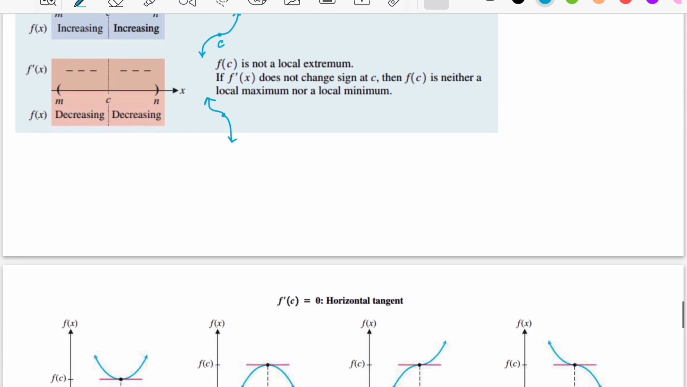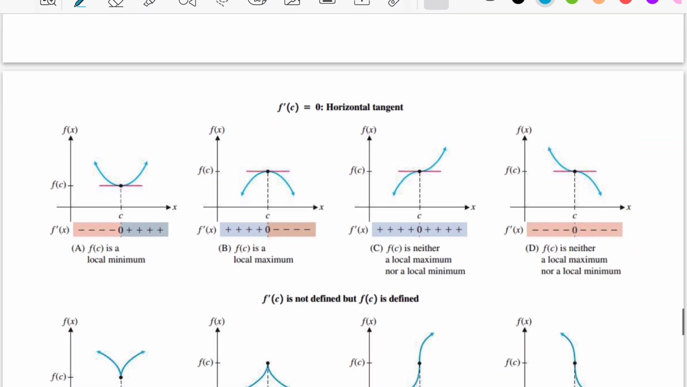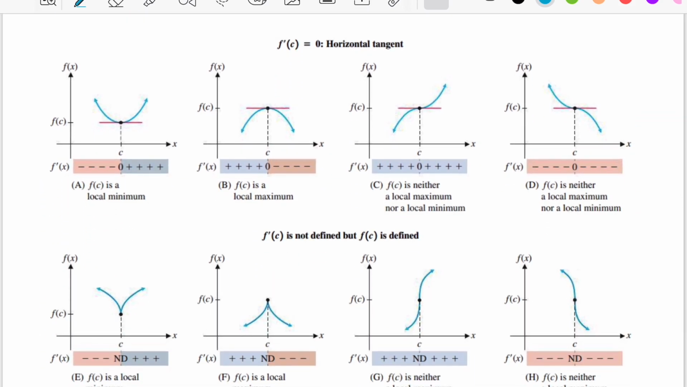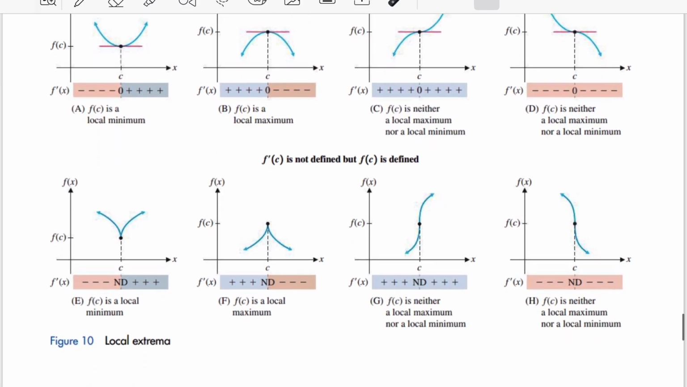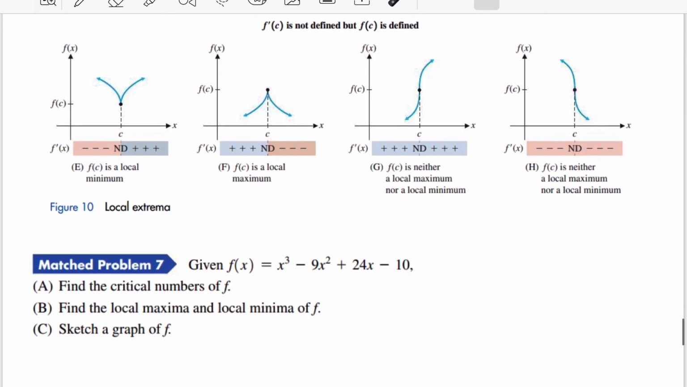All right. So here are some examples from our textbook. You can read through these, but they just give different examples of curves when we see that a function goes from decreasing to increasing or increasing to decreasing and so on. All right, so let's look at this example here.